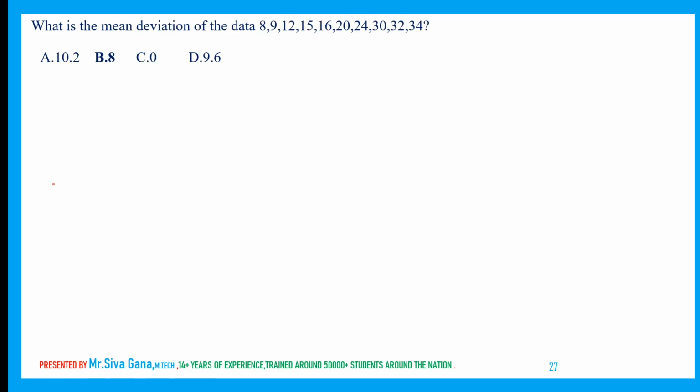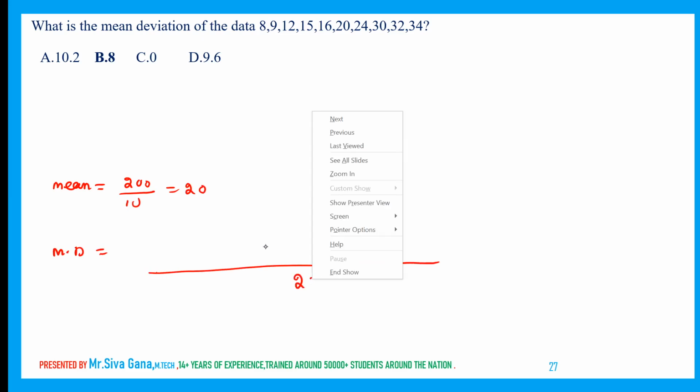For calculation of mean deviation, first we need to calculate the mean. Mean is nothing but sum divided by number of observations. After adding all, we are going to get the sum as 200 and the number of observations are 10. So mean is nothing but 20. So mean deviation is equal to the sum divided by 20. Number of observations are 10, right?